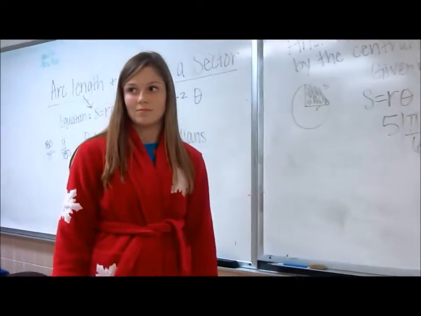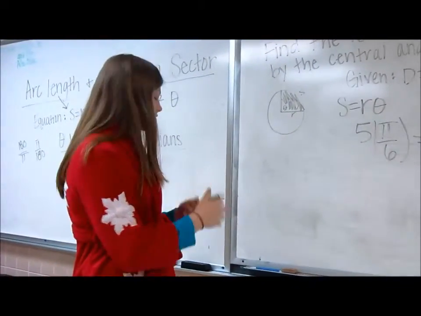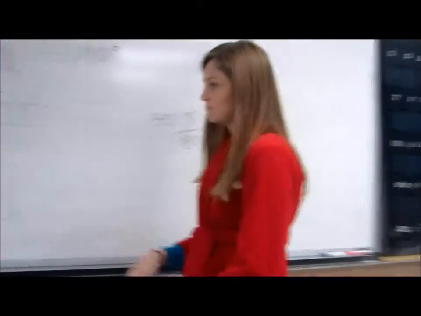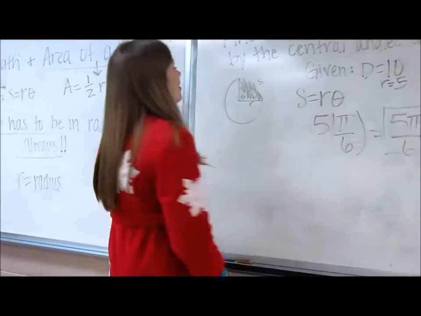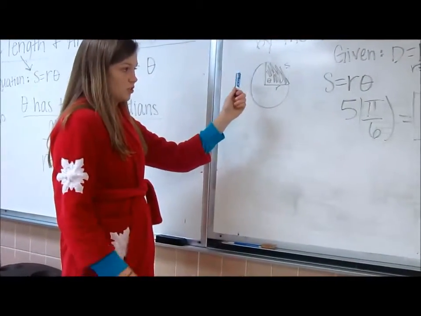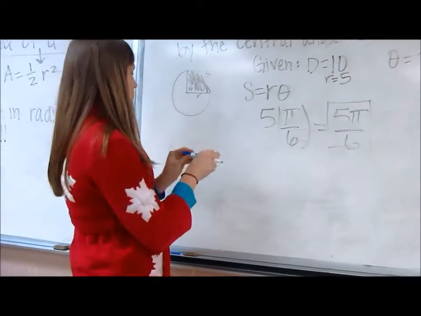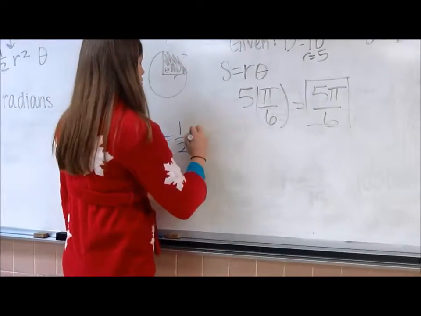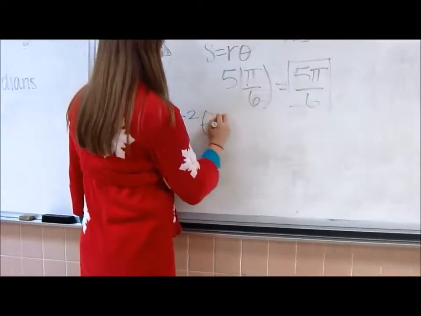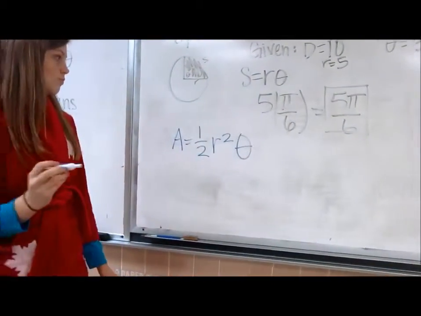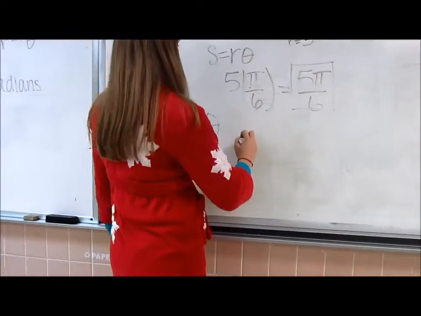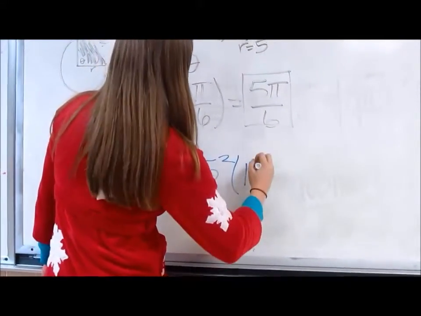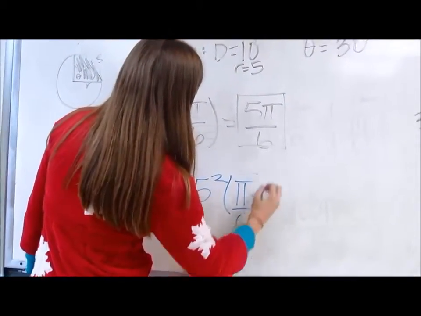Now, okay, marker is quitting on me. New one. Okay, now we're going to find the area of this shaded region with the same numbers. So that's A equals 1/2 radius squared times theta. So radius is 5, so it's going to be 1/2 times 5 squared, times pi over 6. Okay.